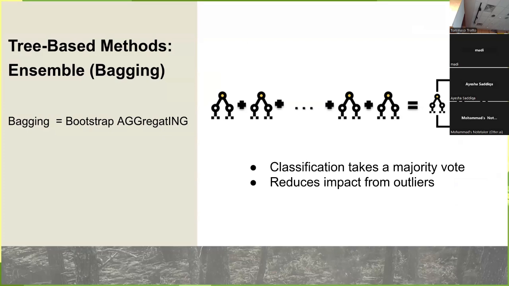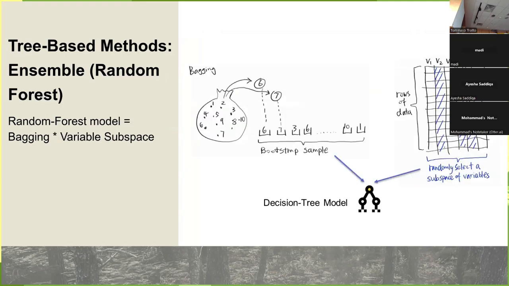However, we can aggregate all the decision trees trained based on the subsets and get an ensemble model. So for classification, the ensemble model takes a majority vote from each decision tree, and this reduces the impact from outliers. Another method derived from bagging is random forest. A random forest model is basically bagging times variable subspace.